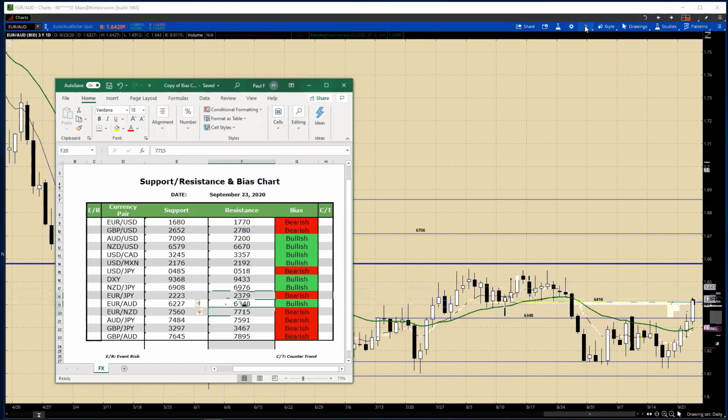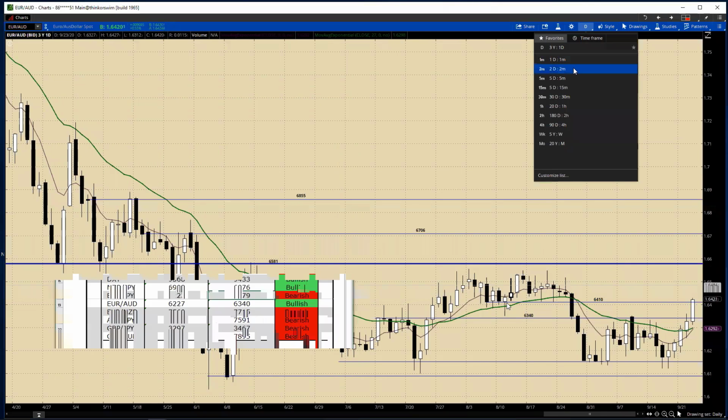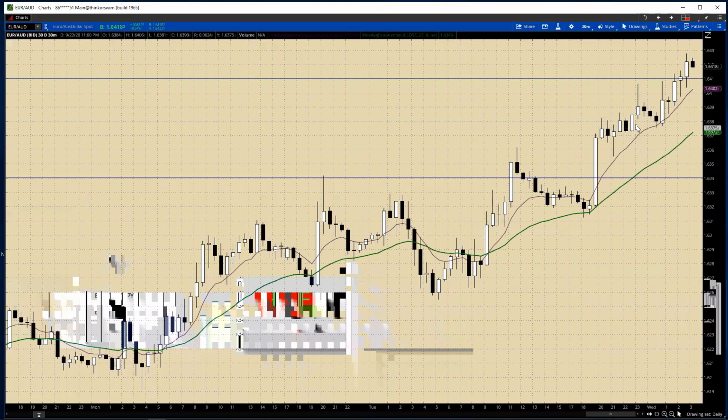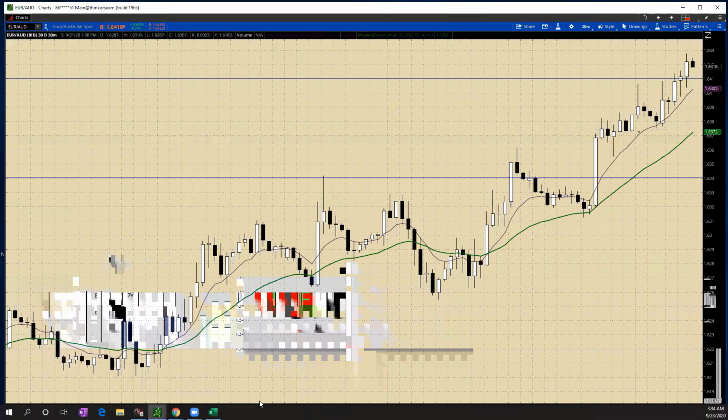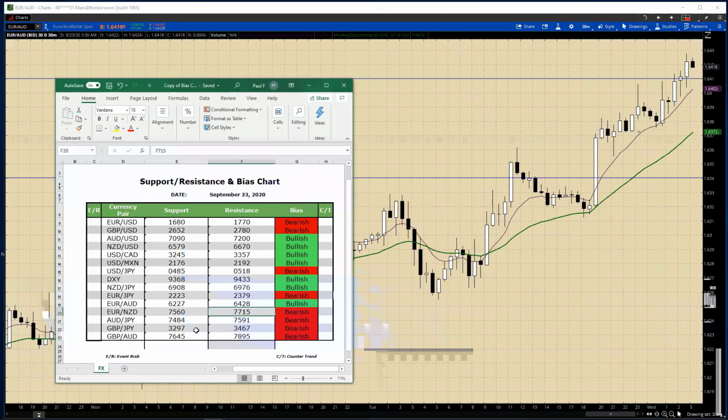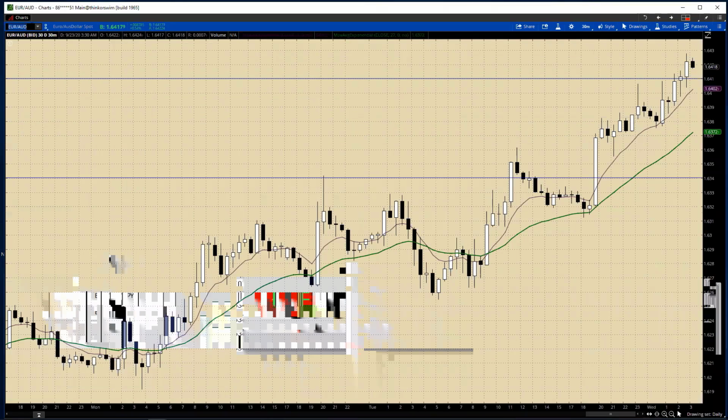Let's go to a 30-minute chart. Okay, right there. So that's going to be support, which might be a bit rich, right there, 63.69. It's still a little bit rich, but we'll leave it there. Let's go into the Euro Kiwi.